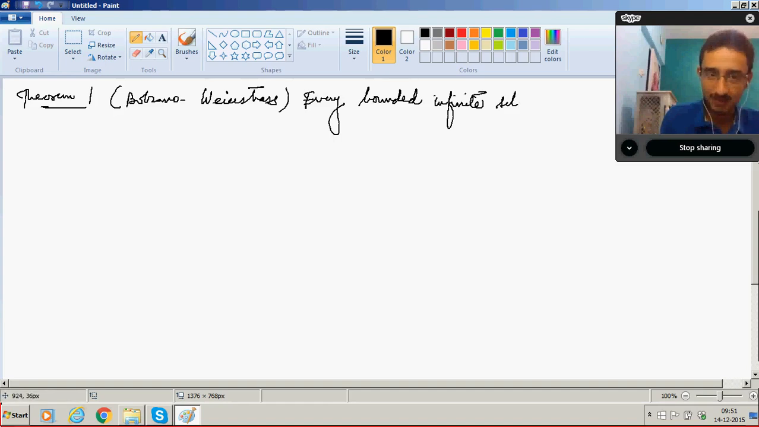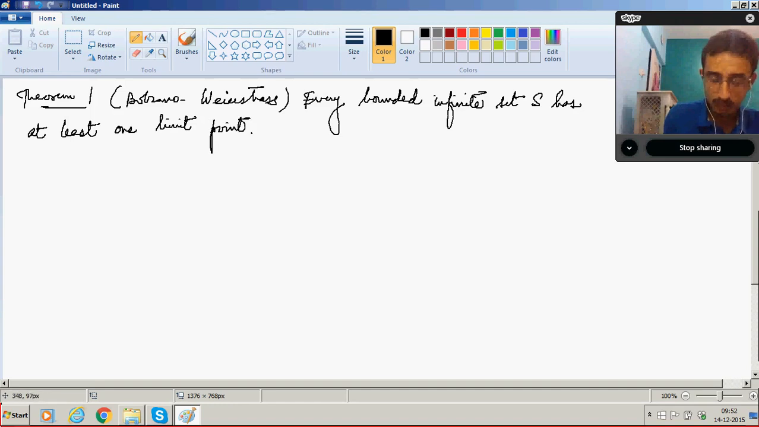Every bounded infinite set S has at least one limit point. So as my algebra teacher used to say, what is the meaning of the question? The meaning of the question is, number one, to produce a point such that every neighborhood of it contains infinitely many points in S.